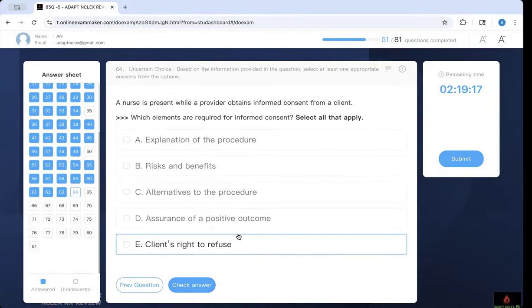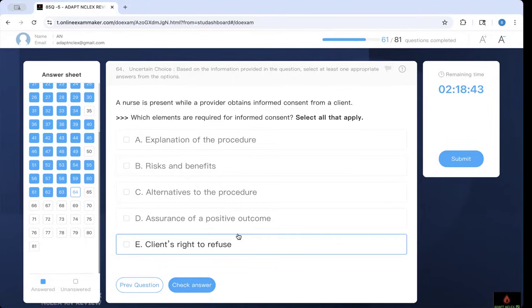And this is a nurse present while a provider obtains informed consent from a client. Which elements are required for informed consent? The word is informed, so you've got to inform the patient. Select and apply, SATA, like I told you, a bunch of SATA. Explanation of the procedure, risks and benefits, alternatives to the procedure, assurance of a positive outcome, client's right to refuse.